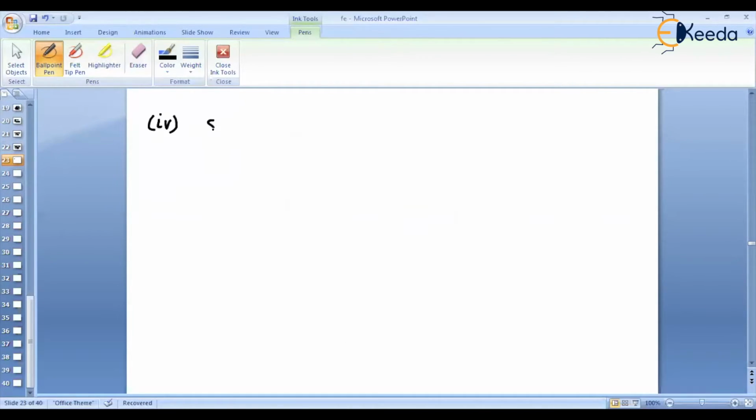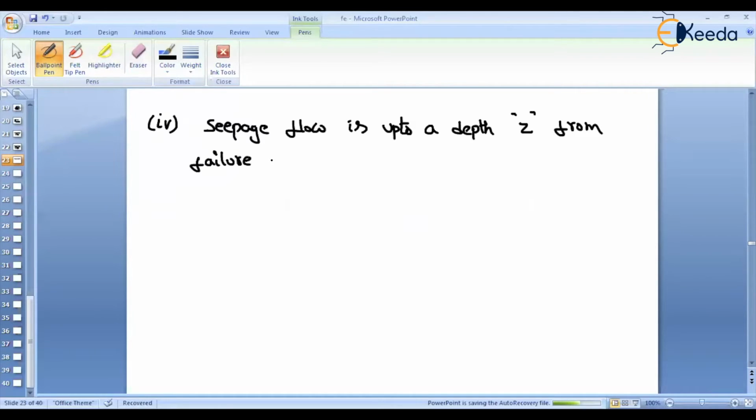Let us say your seepage flow is up to a depth Z from the failure plane. So what is the difference? In the previous case, our complete depth of the soil is under seepage flow. But here, only a specific depth of the slope is under the seepage flow.